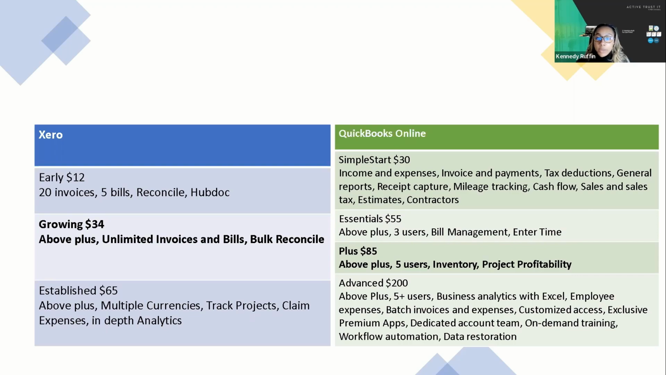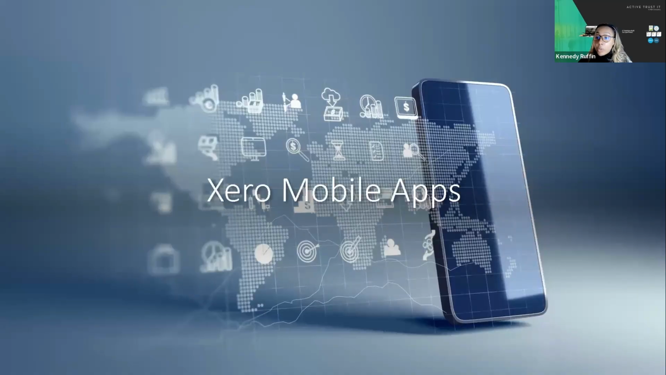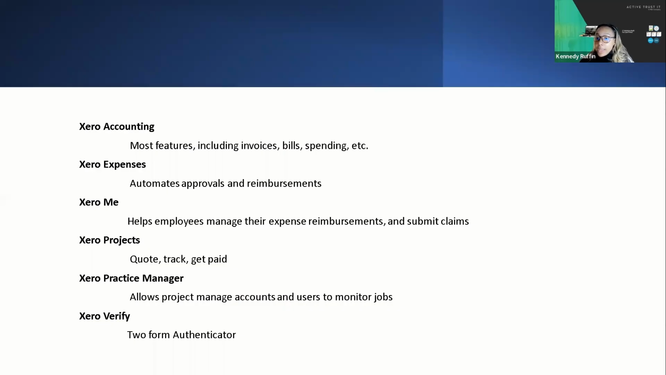All right, let's move on to the next, which is the mobile apps that Xero offers. There are many. Xero Accounting is going to give you the most features, which includes invoicing, bills, spending, expenses, et cetera. Xero Expenses is for you to approve expense reimbursements for your employees. Xero Me is the app for employees we talked about earlier. It's a way for them to put in expense reimbursements, submit claims, view their pay stubs and their tax documents.